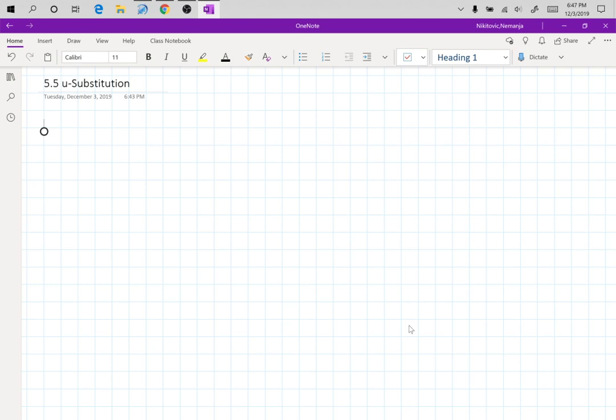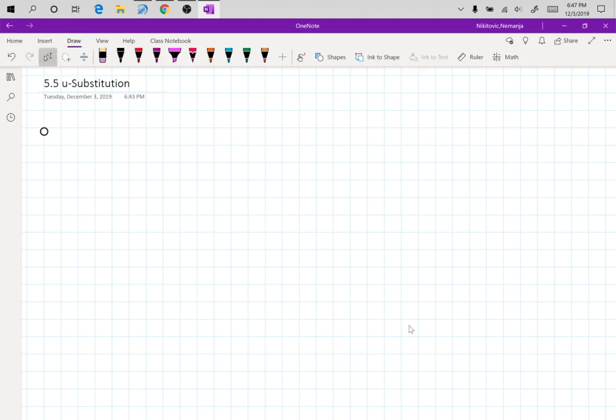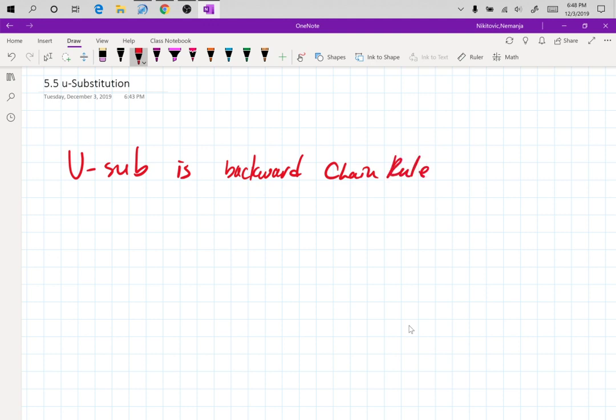So we're going to start by clearly stating that u-Substitution is backwards chain rule. Now we know that chain rule is the most used differentiation technique. Most of your derivatives you ever take are chain rule.